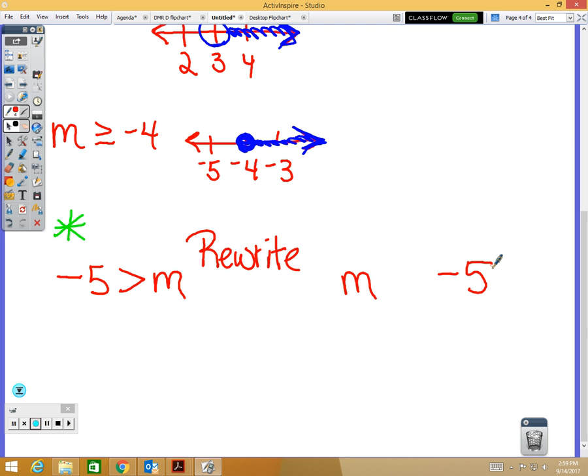Just like I called this an alligator mouth, if the alligator is eating -5, it still needs to eat -5 over here. Okay? So we can't change that part of it. We can flip-flop the sides, but make sure you flip-flop your sign. Okay?